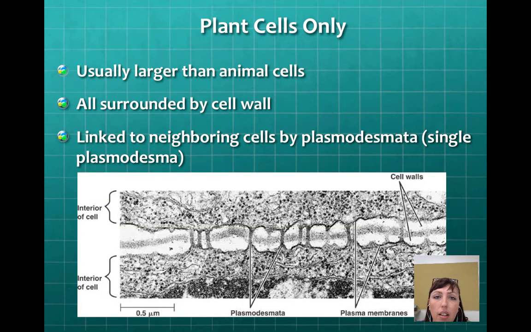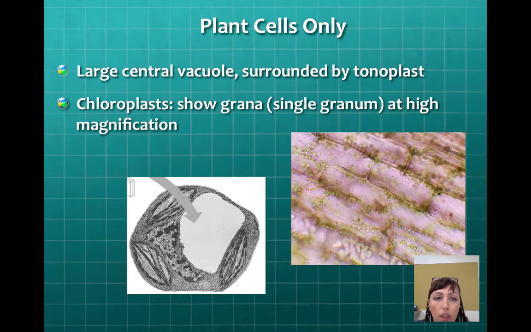And only in plant cells are you going to see cells that are surrounded by a cell wall and linked to neighboring cells by plasmodesmata. Go ahead and pause the video and take a minute to really look at that image. Also, only in a plant cell, you're going to see a very large central vacuole, which is surrounded by the tonoplast. You'll also only see chloroplasts in plant cells.